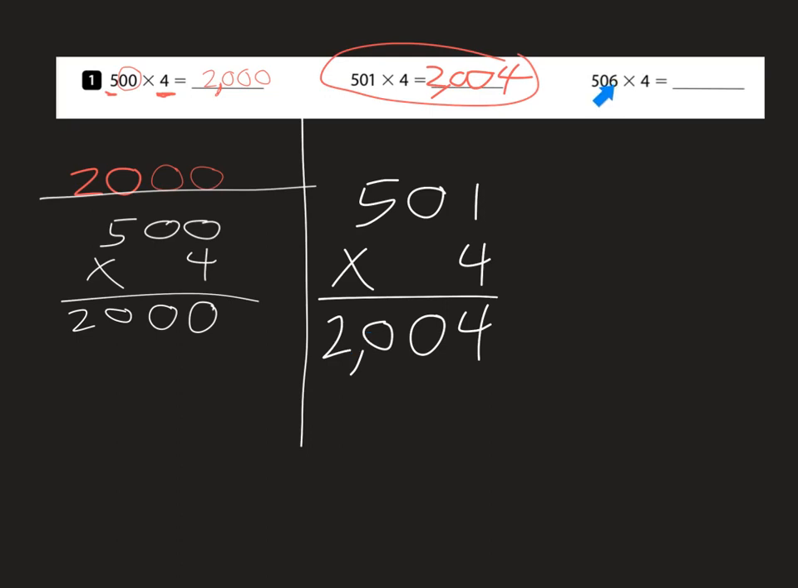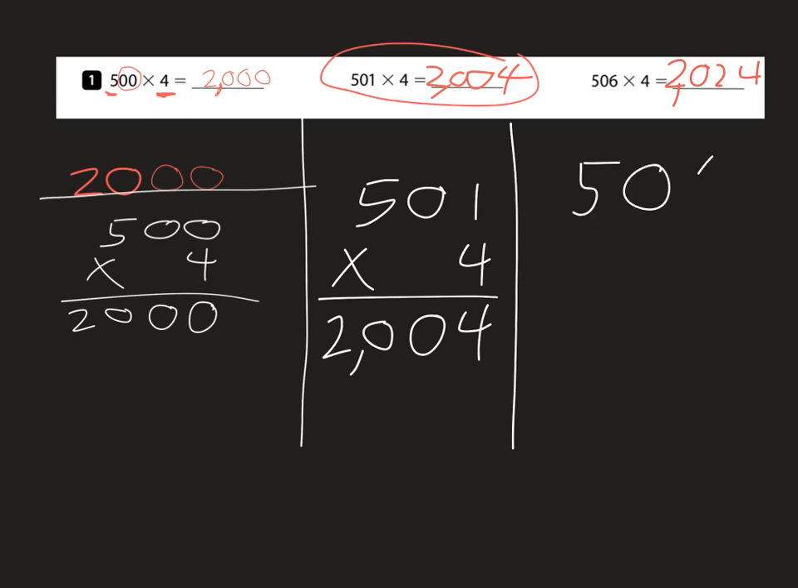And the same goes for this one. This time, if you look at 500 times 4, we have 500 here, we have 506. So you're going to be taking 6 more 4s and adding 6 more 4s to 2,000. So 6 times 4 is 24. So add 24 to 2,000 and you get 2,024. All right, so let's check it out here.